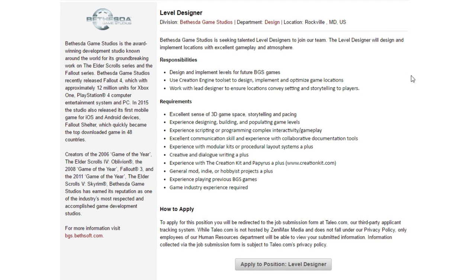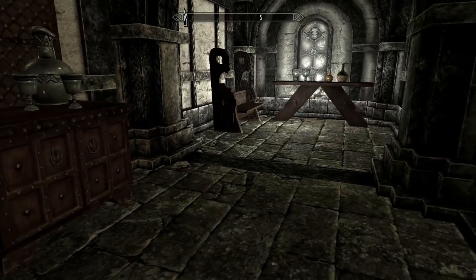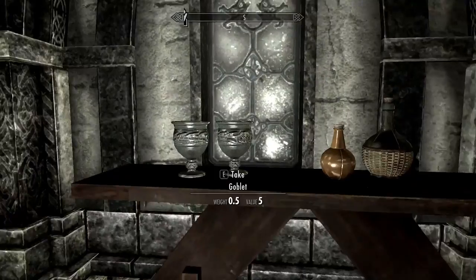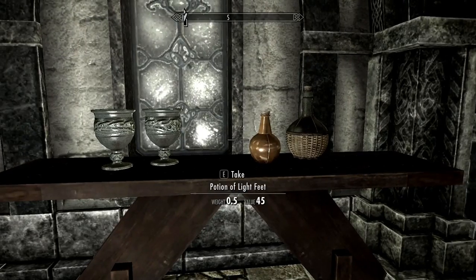Under requirements, Bethesda asks for an excellent sense of 3D game space, storytelling, and pacing, as well as experience designing, building, and populating game levels. They also want their level designers to have experience scripting or programming complex interactivity and gameplay, excellent communication skill, experience with modular kits, and creative and dialogue writing would be a plus.